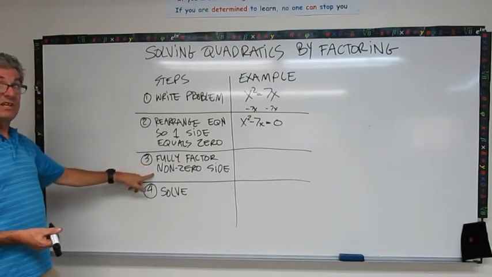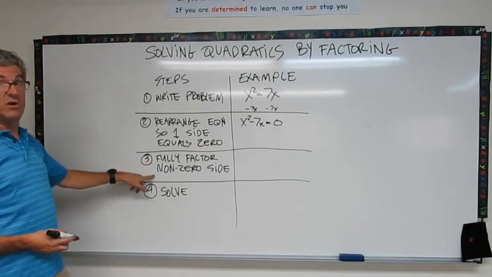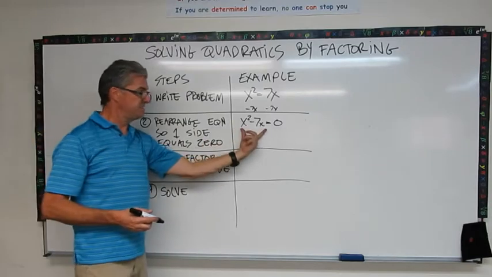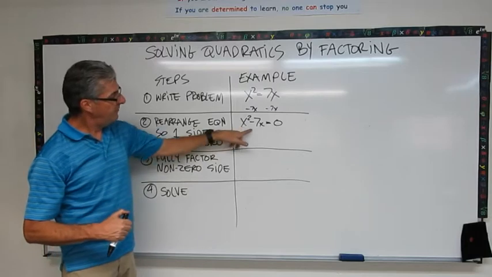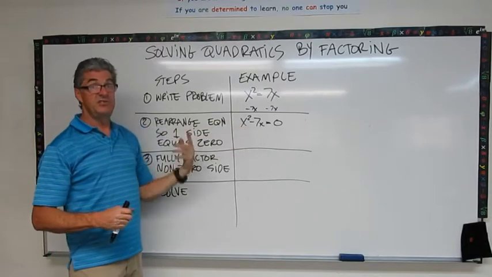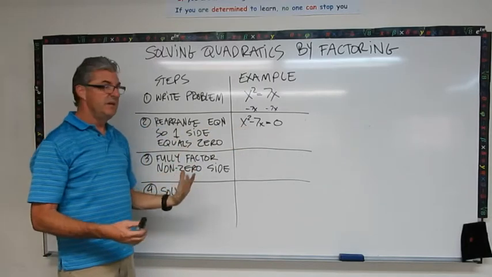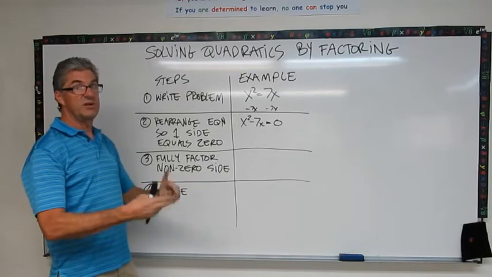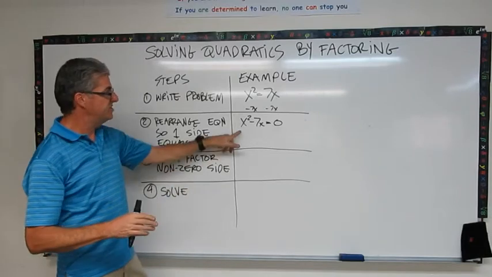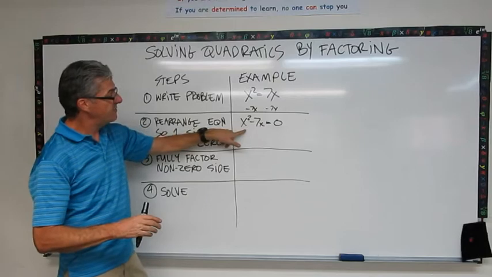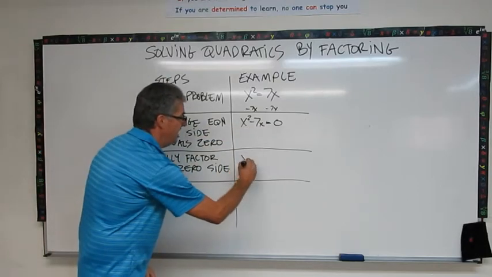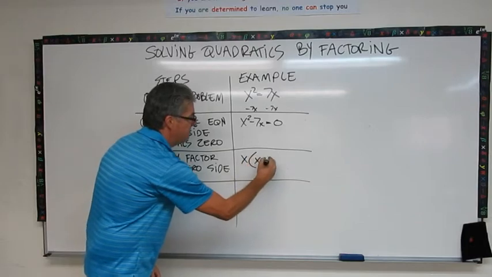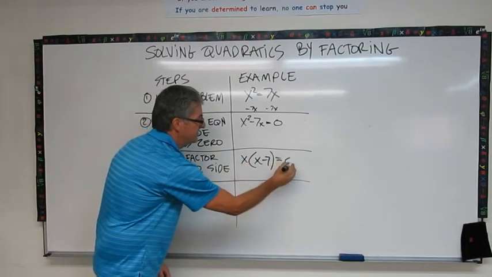Step three, fully factor the non-zero side. So that would be this side. We need to factor it fully. If you remember from your factoring patterns, this one is a GCF factoring problem. It's not fancier like a difference of squares or perfect squares. It's just a GCF, and my GCF in both of these is just x. So if I factor that, I'm going to get x times (x minus 7) equals 0.